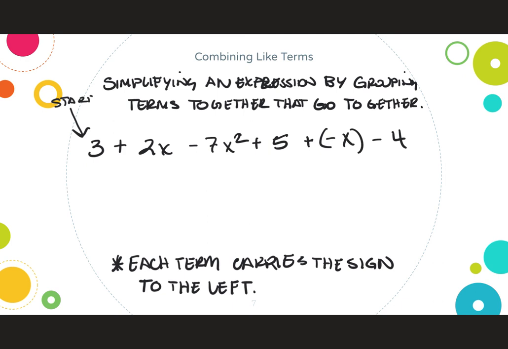So we're going to start here with the 3 right here. I'm going to use a very basic circle. I use different colors too. So I'm going to circle a 3. Now, that is an integer. It has no variable. It has no exponent. So it's just a number.